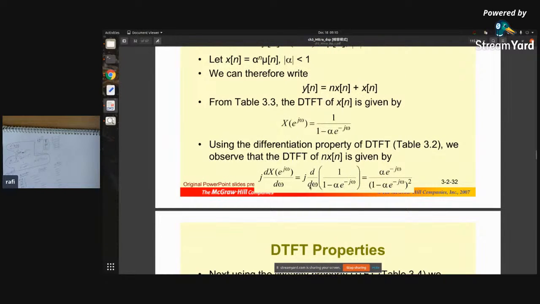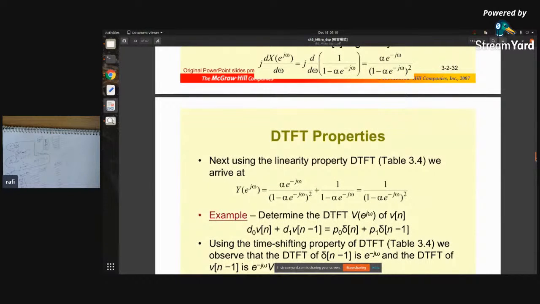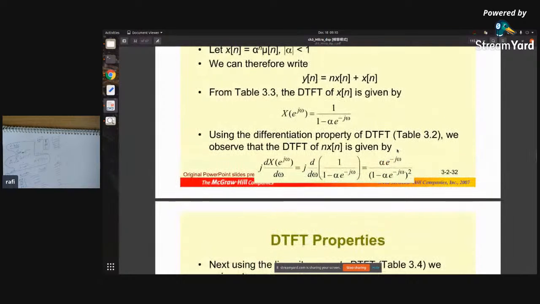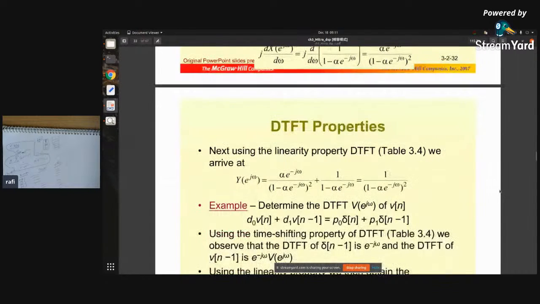The derivative of 1 by x is minus 1 by x square, and the differentiation of alpha into e power minus j omega is alpha into e power minus j omega into minus j. So minus j into minus j will be plus 1. This is the first term's DTFT, and this is the second term's DTFT. From the linearity property, you can add these two DTFTs, so the overall DTFT is the addition of these two.